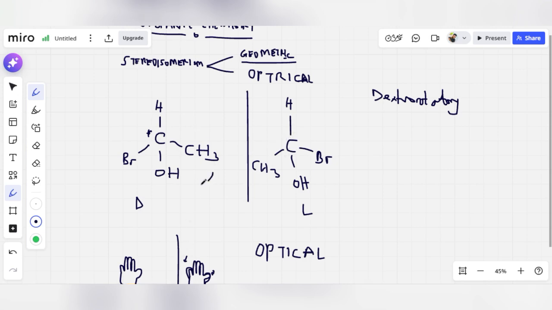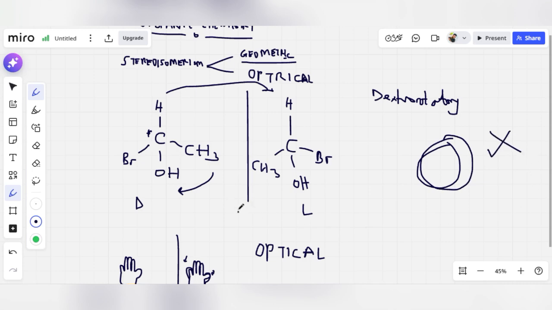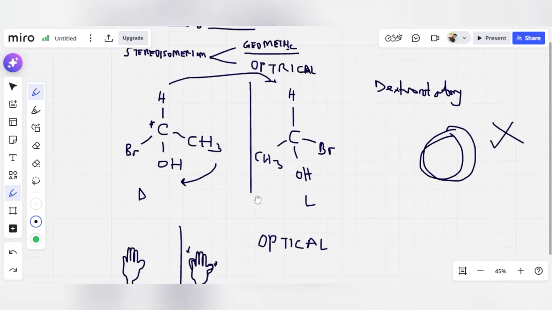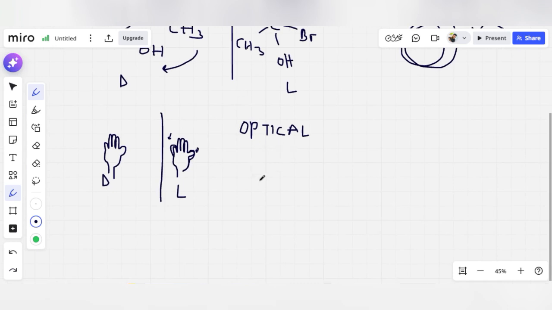For instance, if you rotate it like this, and the CH3 comes here, the Br will be at the middle, the OH will go here. In a way or the other, by the time you try to rotate it, you can't superimpose this guy on this guy. You can't place the two on top of each other and have a perfect result. No. Because of that, we call them optical isomers, such that a particular compound cannot be superimposable on its mirror image.